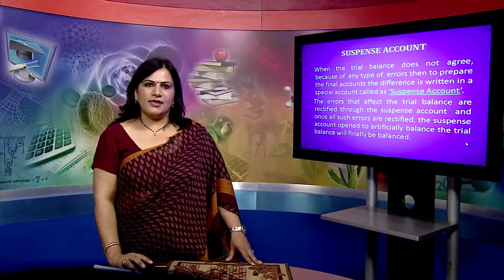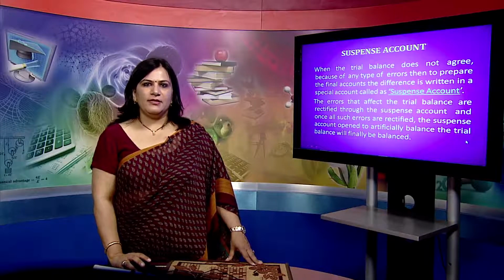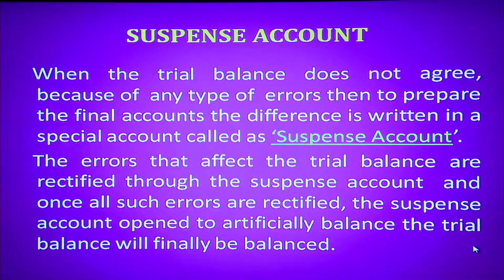Next, we move to discuss the suspense account. When the trial balance does not agree because of any type of error, then to prepare the final accounts, the difference is written in a special account which is called a suspense account. The errors that affect the trial balance are rectified through the suspense account, and once all such errors are rectified, the suspense account opened to artificially balance the trial balance will finally be balanced.